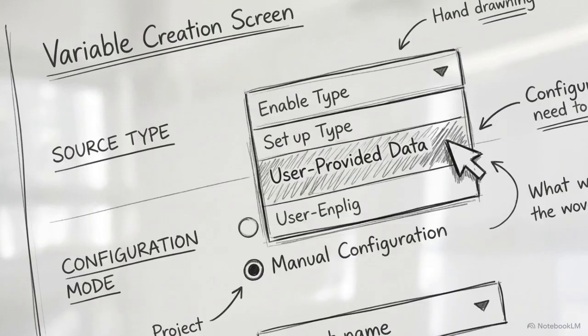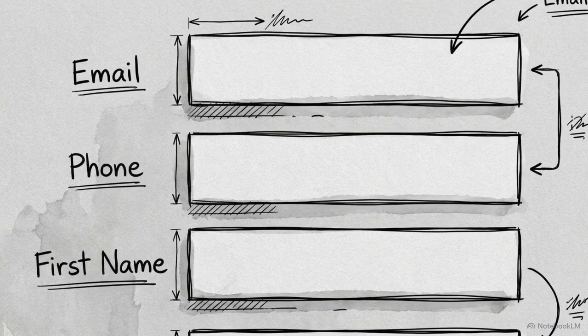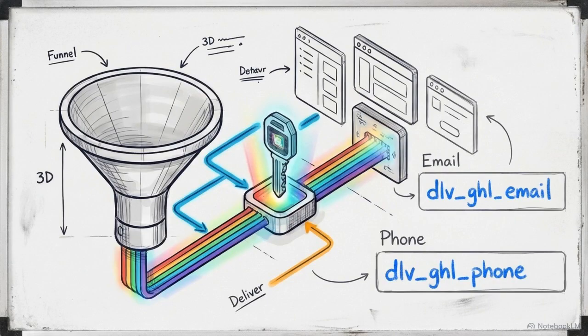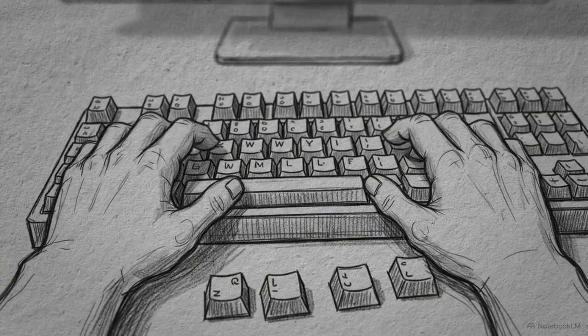Next, navigate to Variables and create a new one. Under the Configuration menu, select the user-provided data type and set the data source to manual. Here, map your existing data layer variables to their corresponding fields. Assign DLV GHL email to the email field, DLV GHL phone to the phone number field, and map the first name field accordingly. Listen carefully to this rule.